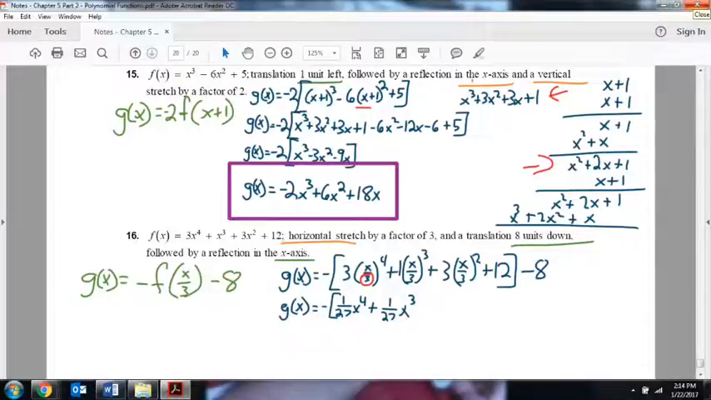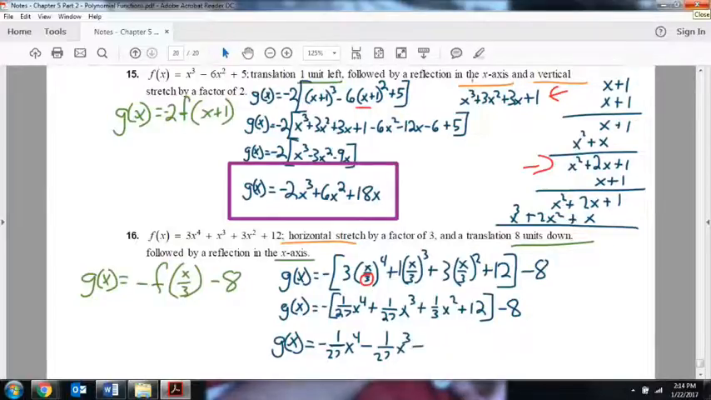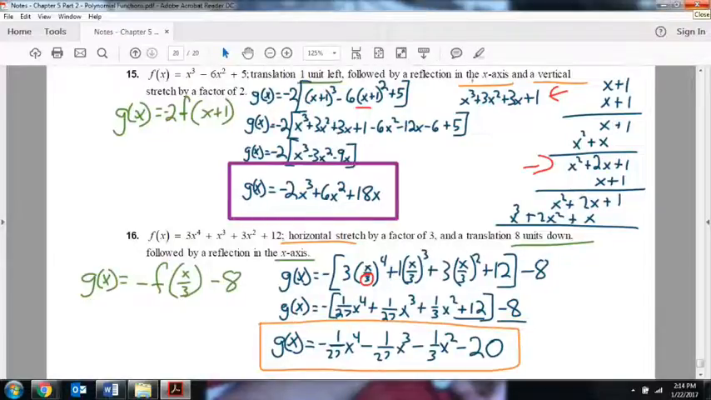3 squared is 9. So the 3 out front divided by now the 9 on the inside is 1/3. So it's plus 1/3 x squared plus 12 minus 8. All right, that wasn't as bad as I thought it would be. So g of x equals, and flip all the signs. So it's negative 1/27 x to the 4th minus 1/27 x to the 3rd minus 1/3 x squared. And this makes it a negative 12 minus the 8 makes it negative 20. I'm going to go ahead and do all that at once because I don't feel like doing it twice. And that is your final answer.